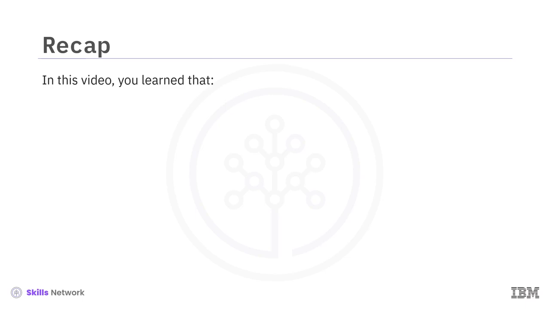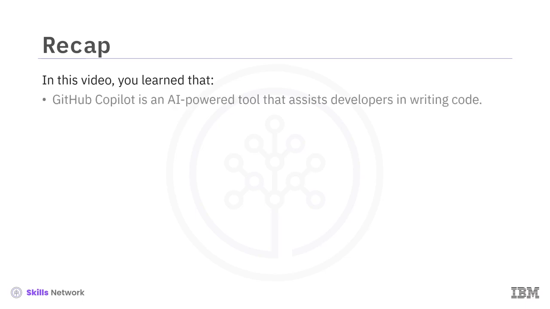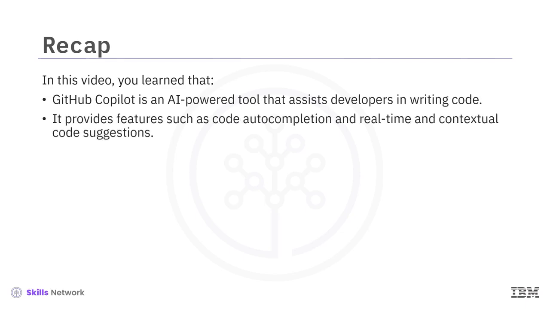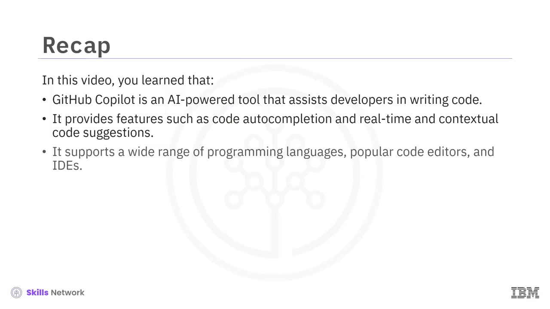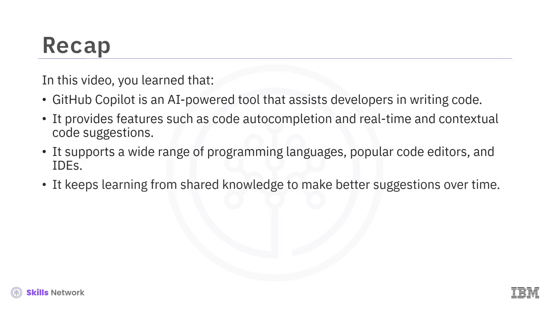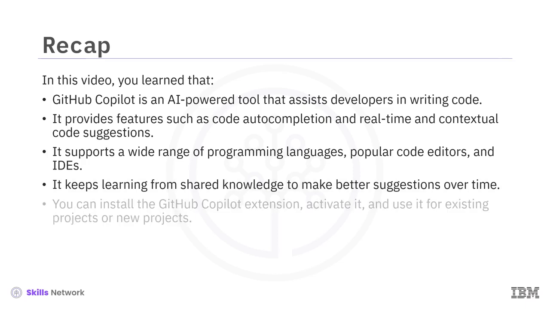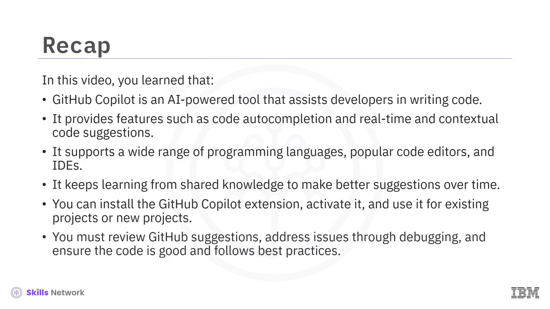In this video, you learned about GitHub Copilot. GitHub Copilot is an AI-powered tool that assists developers in writing code. It provides features such as code autocompletion and real-time and contextual code suggestions. It supports a wide range of programming languages, popular code editors, and IDEs. GitHub Copilot keeps learning from shared knowledge to make better suggestions over time. You can install the GitHub Copilot extension, activate it, and use it for existing projects or new projects. You must review the suggestions from GitHub Copilot, address any issues through debugging, and make sure the code is good and follows best practices.